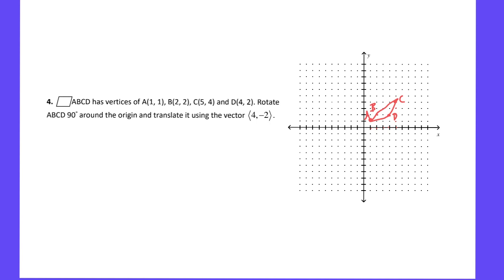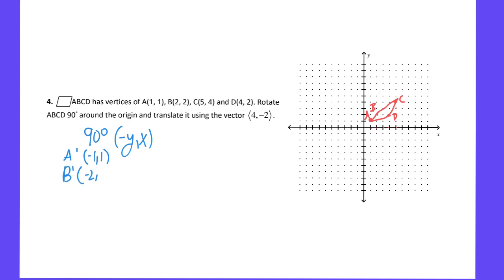So the first transformation is to rotate it 90 degrees. Okay. And it says about the origin. Yeah, all of ours are going to be counterclockwise around the origin. And so the rule for that is to do the opposite of Y and then keep X the same. And so A prime is going to be (-1, 1). B prime will be (-2, 2).